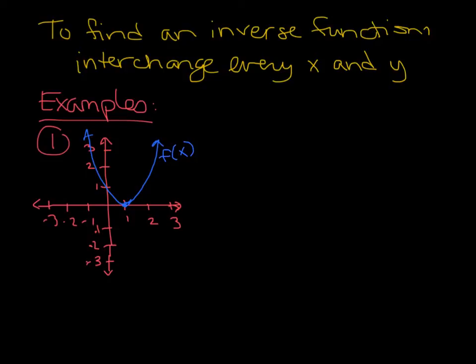So number one, the first one I have, I'm going to call it f of x. In order to find the inverse of this, you are going to interchange all of your x and y values. So the point I have on the vertex is at 1, 0. This one is at 2, 1. And I also have one at 0, 1.